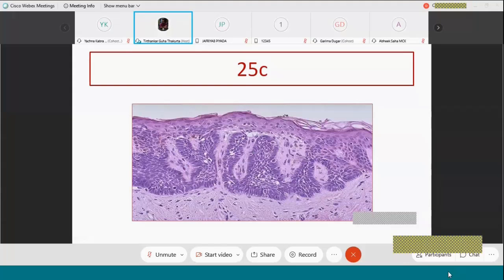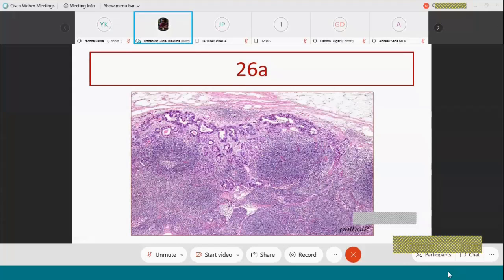What is your diagnosis here? What all can you see? First, identify the tissue.